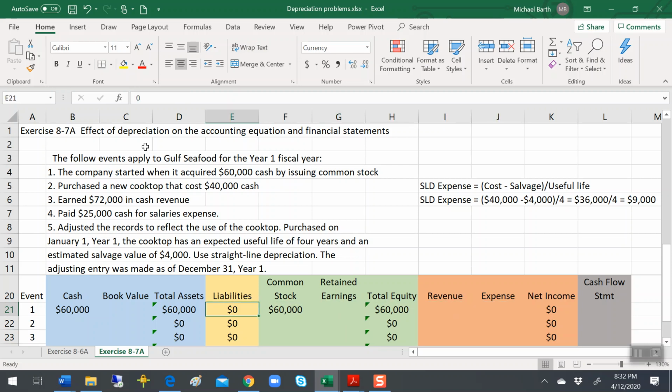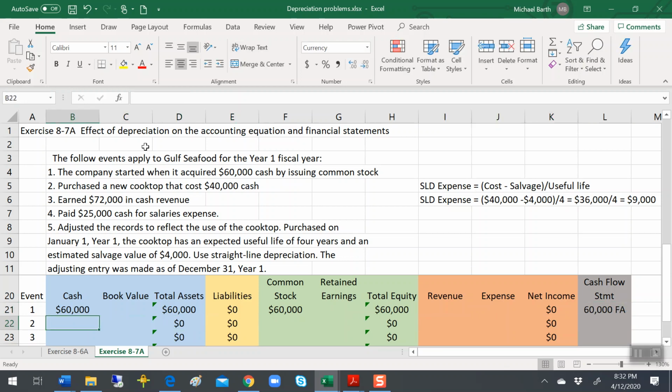There are no liabilities. In fact, there are no liabilities in any of these questions because it was all equity transactions or revenue and expenses. In the cash flow statement, we would have to reflect the cash showing up. That'd be $60,000, and this is in financing activities. We're selling new shares of stock.